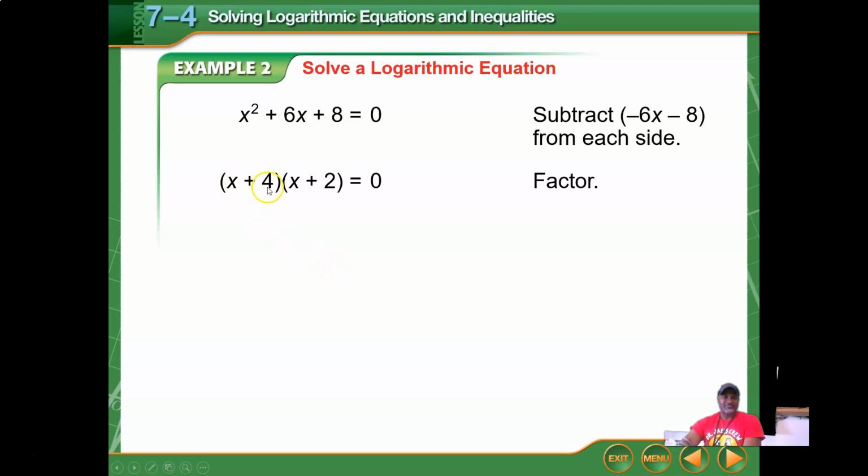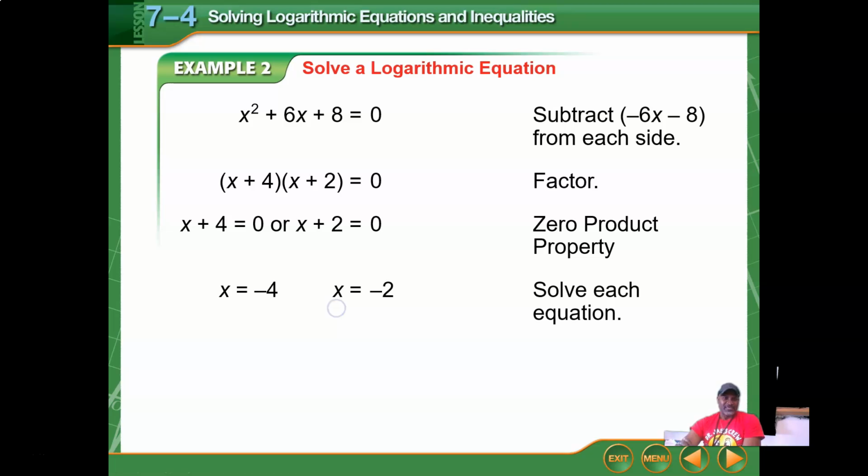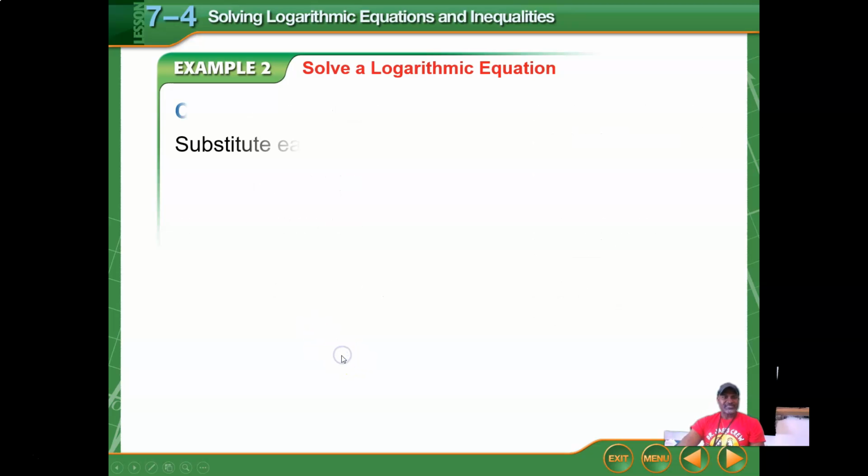And since x plus 4 times x plus 2 is equal to 0, that means that either x plus 4 is equal to 0 or x plus 2 is equal to 0. And in order for that to happen, x could either be negative 4 or x could be negative 2. Again, at this point, all we're doing is solving a quadratic equation. So let's test those answers to make sure they work in a logarithmic equation.